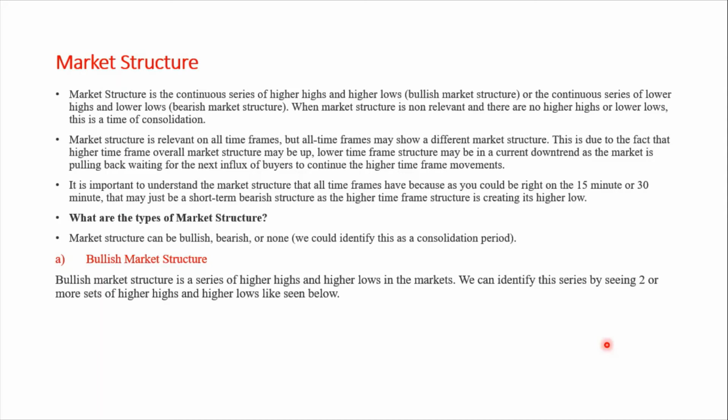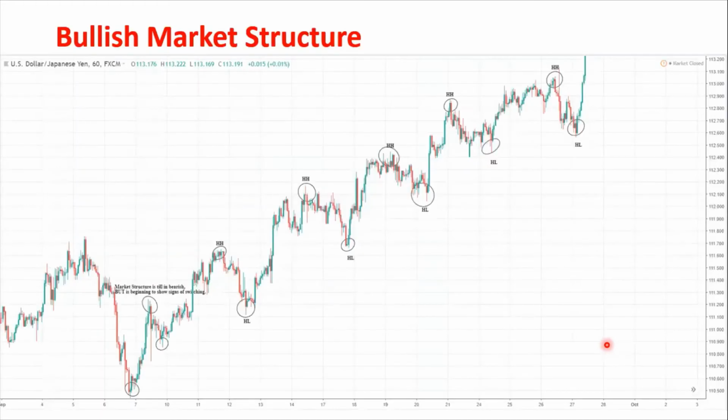And when you say a bullish market structure, it's a market that is creating for us a series of higher highs and higher lows. We can identify this series by seeing at least two sets of higher highs and higher lows in our charts. So we want to look at that example, and then we can come to identify this in our real chart. So let's look here.